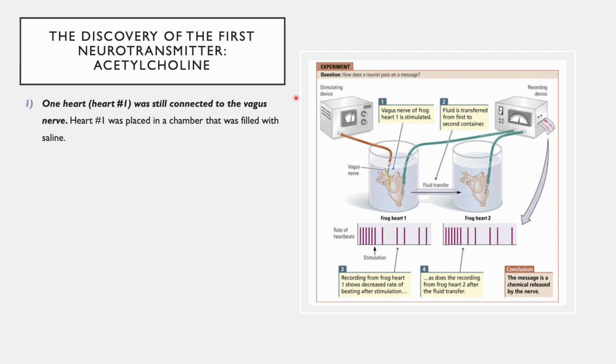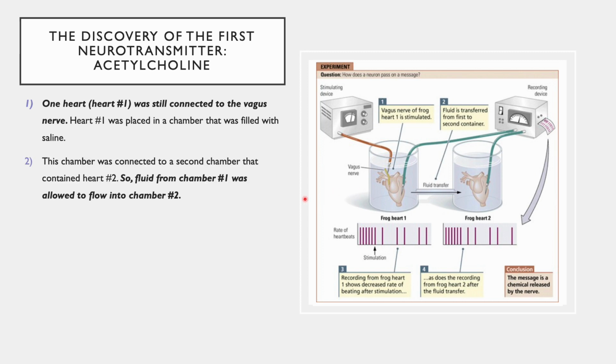And so essentially, this first heart was placed in a saline solution, so it's just that salty extracellular fluid, mimicking the salty extracellular fluid of the cell. And this heart was still connected to its vagus nerve, and it was connected to a stimulating device. Additionally, the second frog heart was placed in a saline solution as well, but its vagus nerve was not connected, and it was not electrically stimulated. Only the first heart would receive electrical stimulation. But there was an area where fluid could transfer from the first frog heart to the second frog heart.